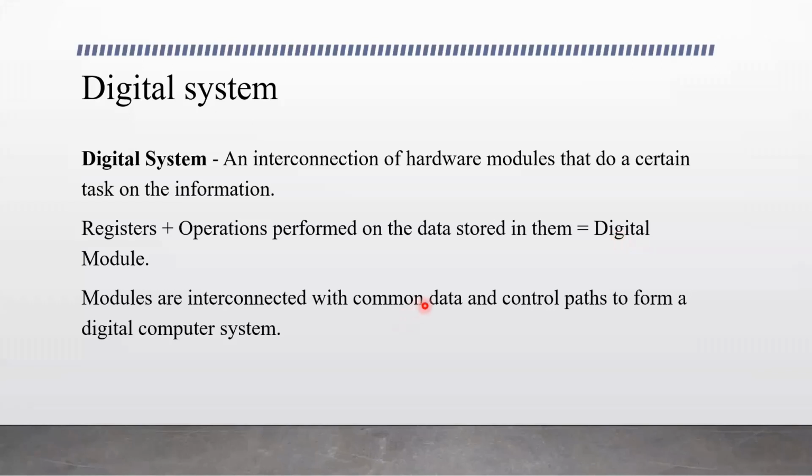How are these modules interconnected to form a component? Modules are interconnected with data and control paths. The modules contain the registers and the operations, and the operations are defined: what operations are to be performed on the data. And there is the control path: there are control signals that initiate the operations. So this makes up a digital computer system.